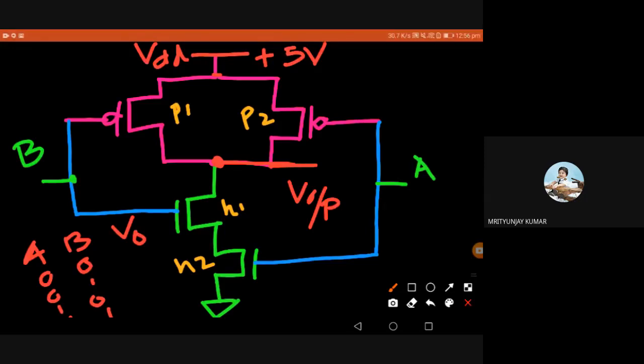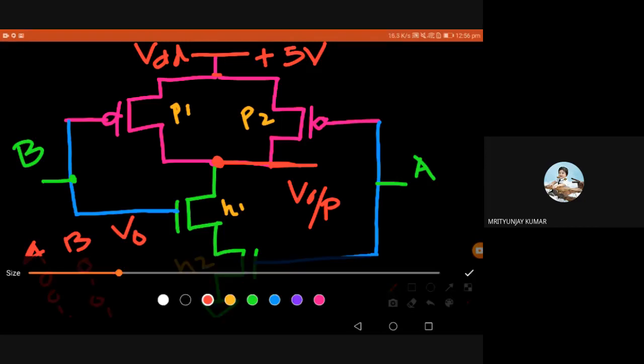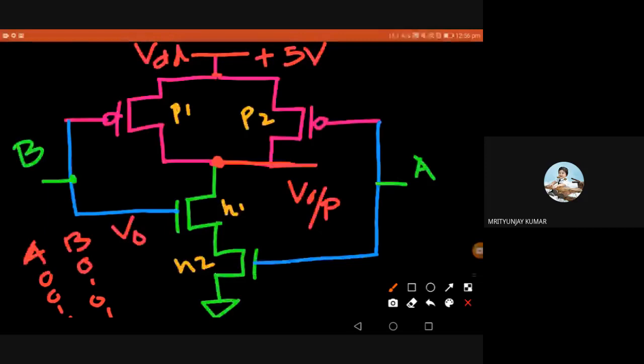So let's understand the working. First of all, don't take the name terminology. I already told you, you don't need to memorize anything. Let's start analyzing the circuit. Starting with the first condition, I'm taking A and B as 0 and 0. Let's see what the output is here.